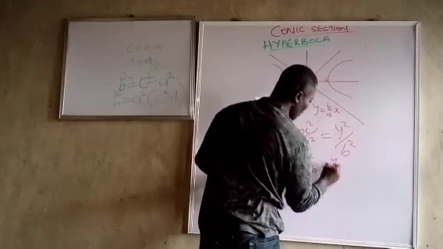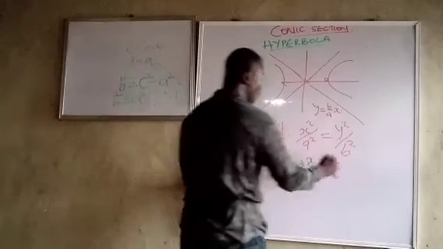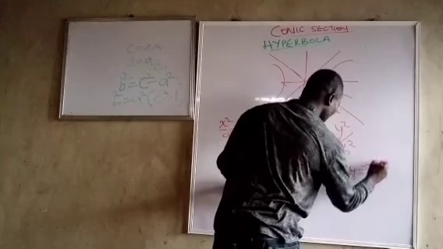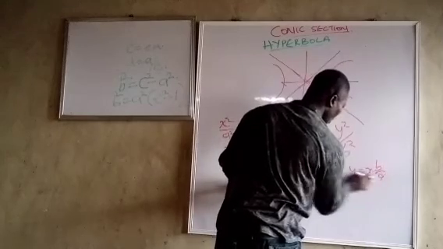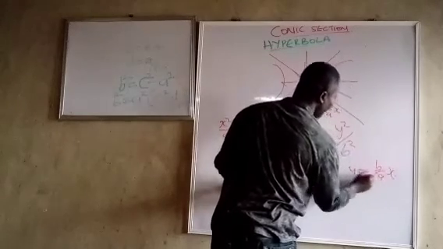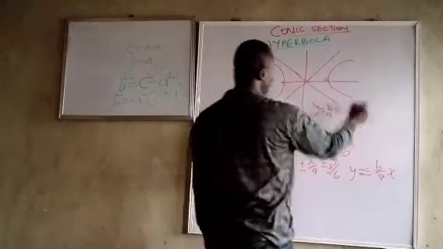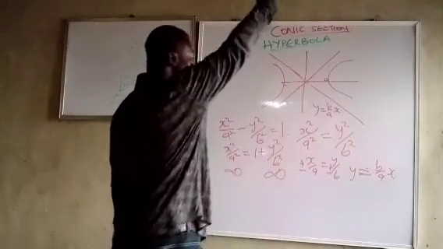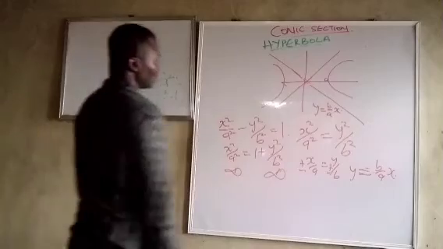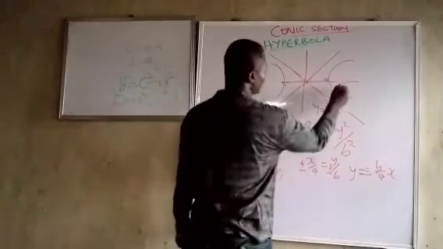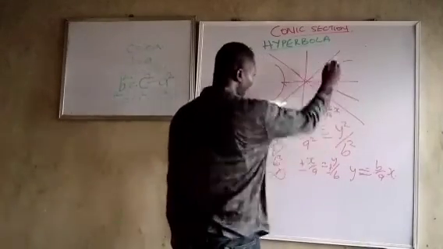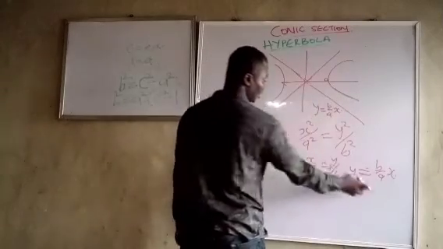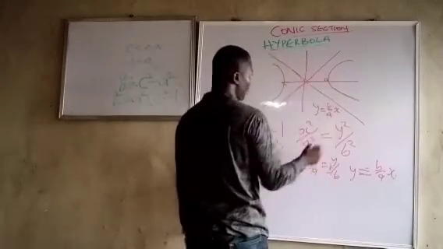So y equals plus or minus b over a x, like this at infinity. So they are going to touch at infinity. You know that's what an asymptote is like. That is, it's going to touch it at a very large value. So we have this as our asymptotes. This is another thing they can use in solving hyperbola.